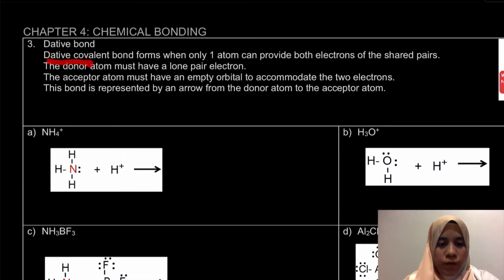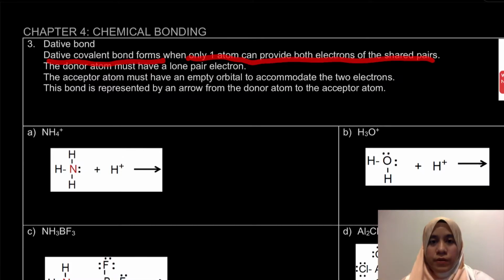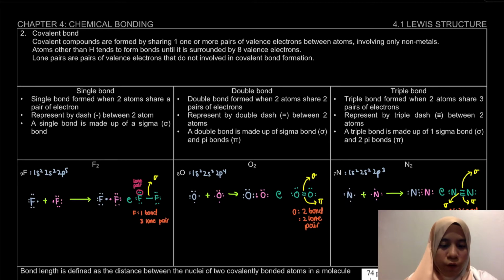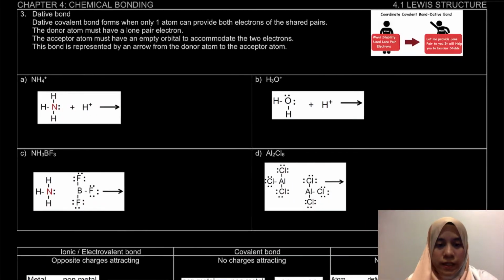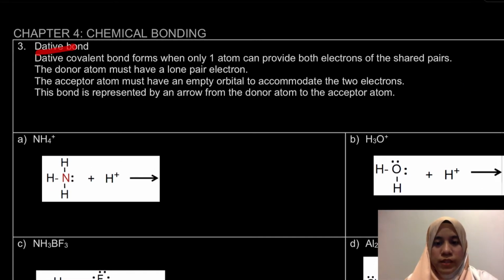A dative covalent bond forms when only one atom provides both electrons of the shared pair. In the previous case of the covalent bond, for example fluorine, each fluorine shares one electron. But in this case, for the dative bond, one atom will provide both of the electrons. It does not donate in the sense of just giving it away, like a person giving something, and the electron is not absent. It is still shared there, not just transferred. In this case, the donor atom is very generous.